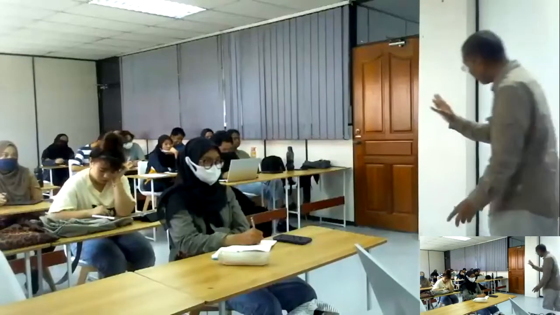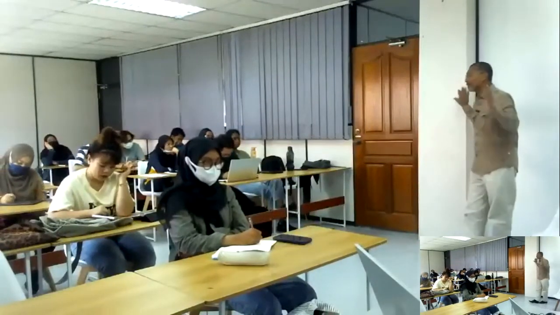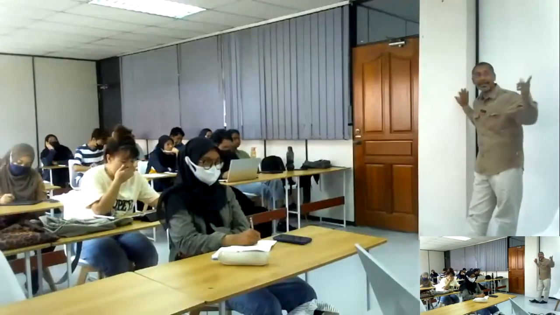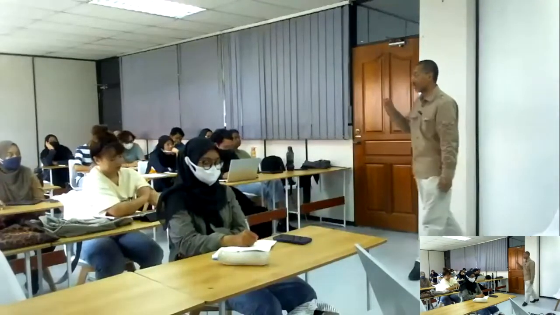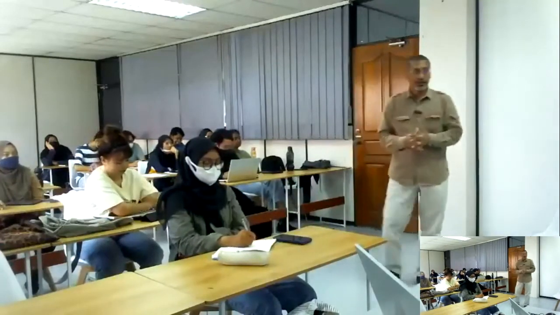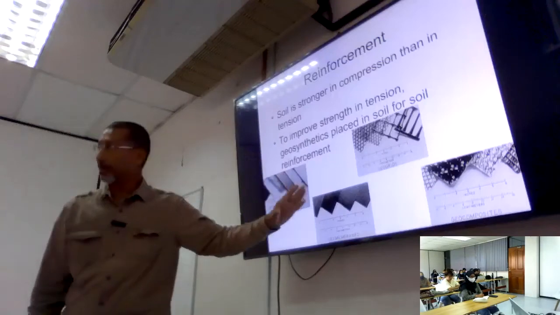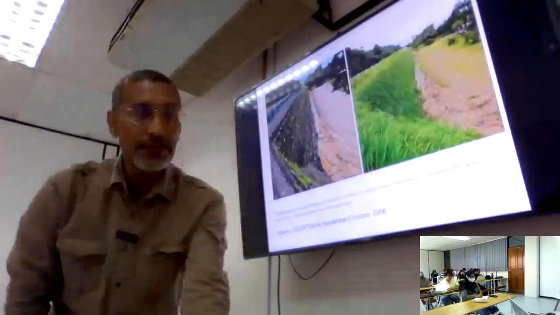So reinforcement: soil is stronger in compression than in tension, which is similar to concrete. So we need some material that is strong in tension to be inside the soil. Just like in concrete, we have steel, which is a material stronger in tension. So to improve the strength in tension, geosynthetic is placed in soil for soil reinforcement. Most of the time, geosynthetic. Of course, you can put other things, just now. Right? This is similar to what I've shown before.